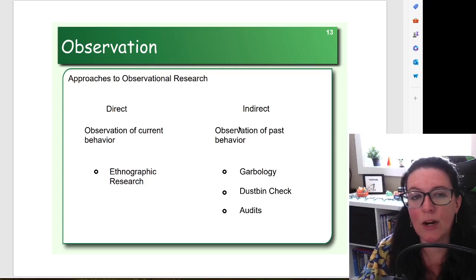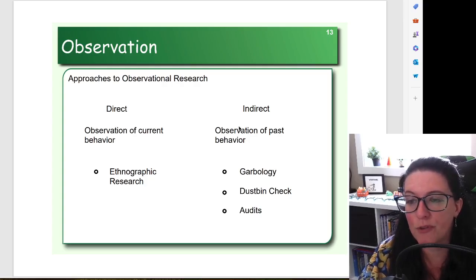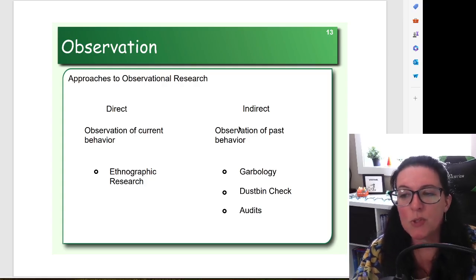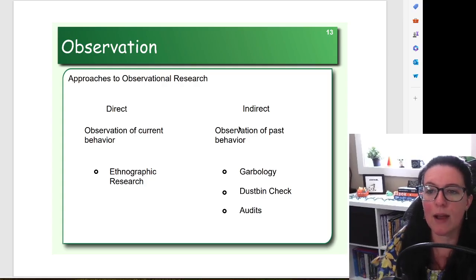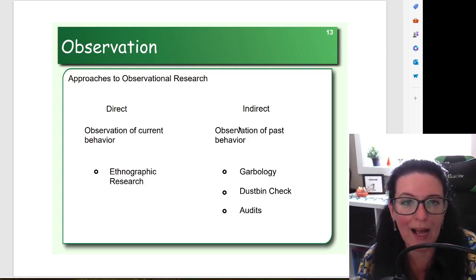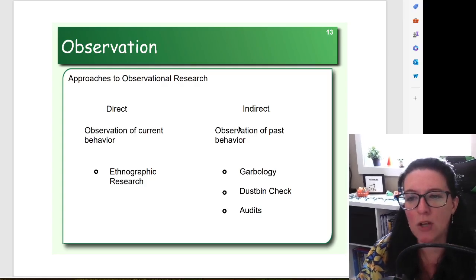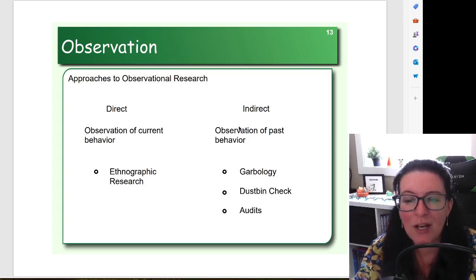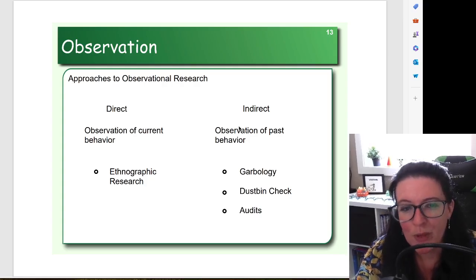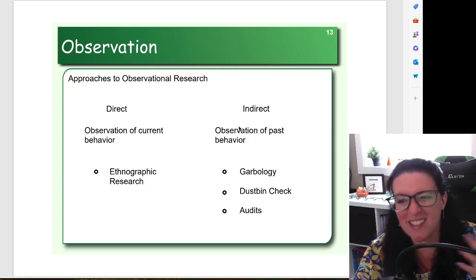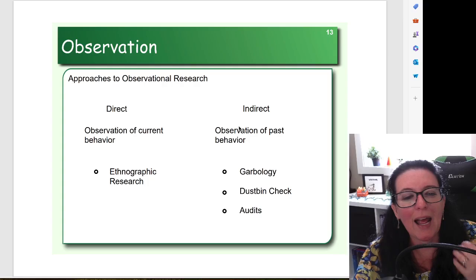So the next thing to consider is whether we have direct observation or indirect observation. All the examples we've been giving so far are really direct observation. We are watching people as they do the particular activity. Another example of direct observation is ethnographic research. This term comes from anthropology, where the researcher would go live among the indigenous population to observe what they do. So when we talk about observational research, it's not just for marketing and business, but we're talking about observing people and the things that they do.